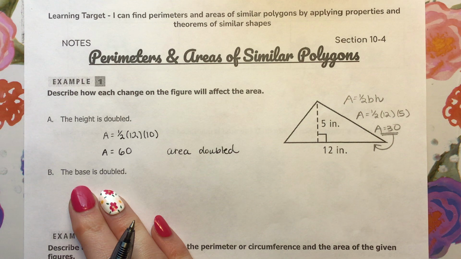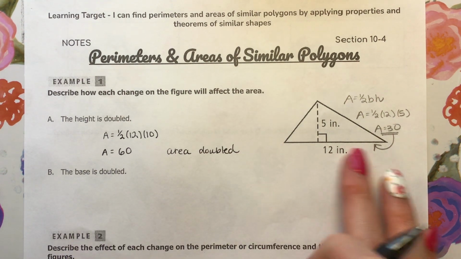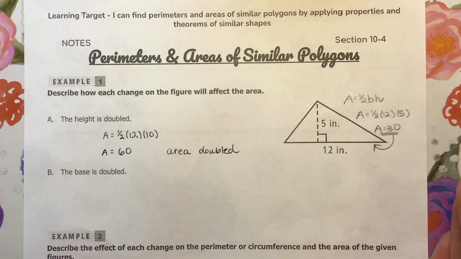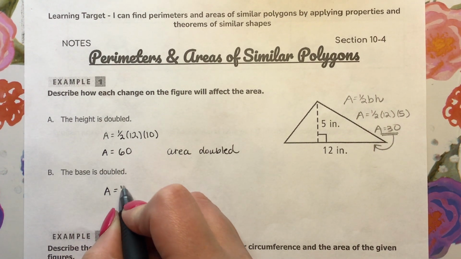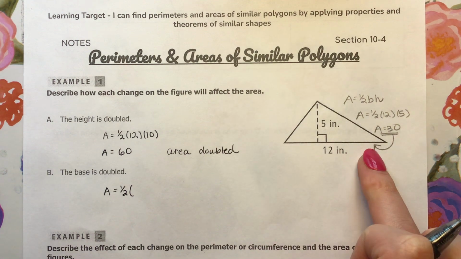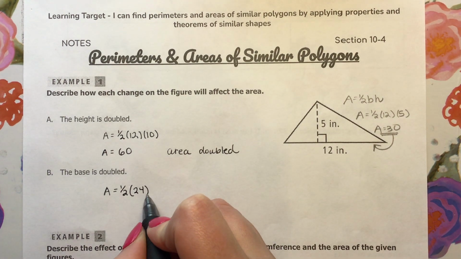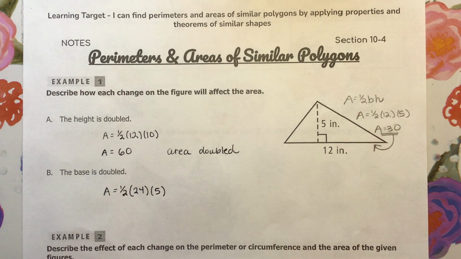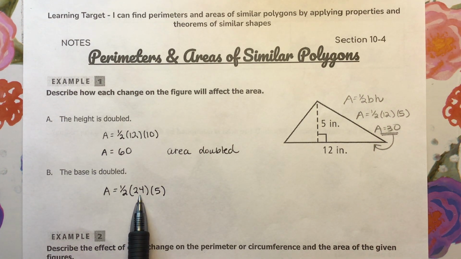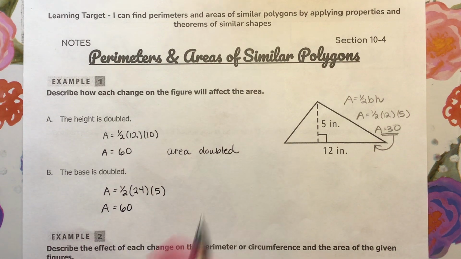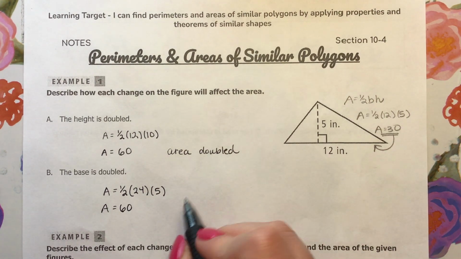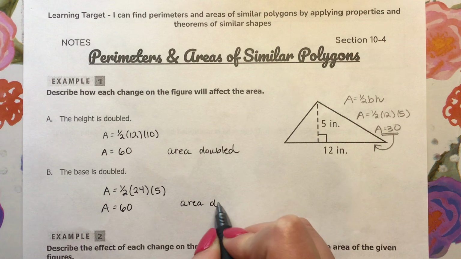What happens if we double the base? This time, instead of a base of 12, the base is going to be 24. So we have area is equal to 1/2, the base is now going to be 24, and the height is going to remain 5. Well, in this situation, 1/2 of 24 is 12, and then 12 times 5 is 60 once again. So area is equal to 60. So notice when we doubled the base, the area doubled once again.